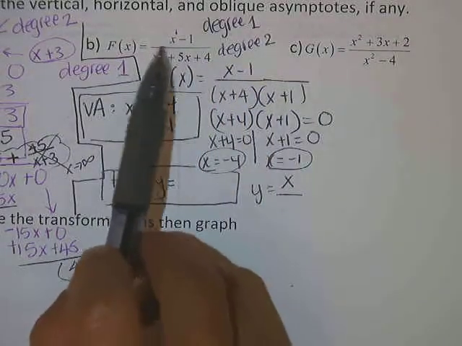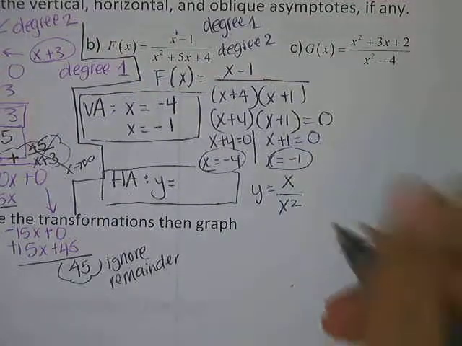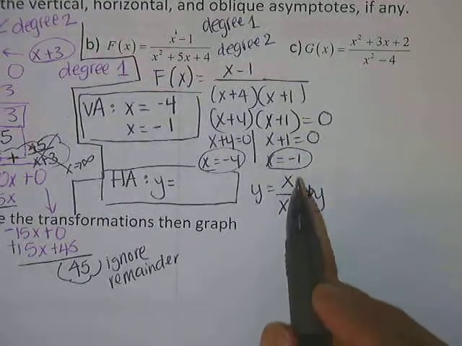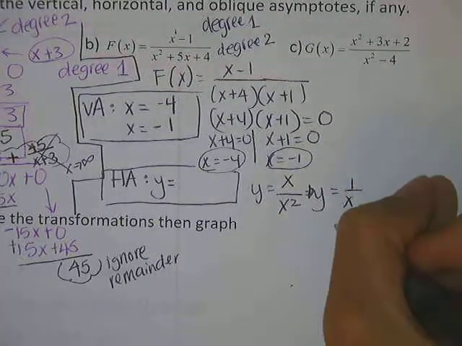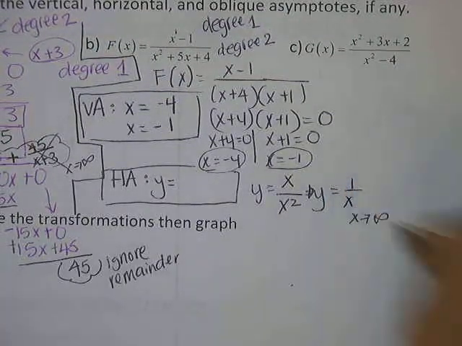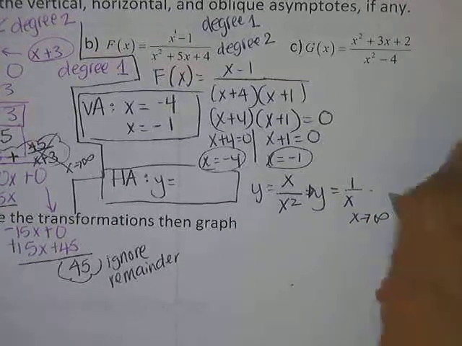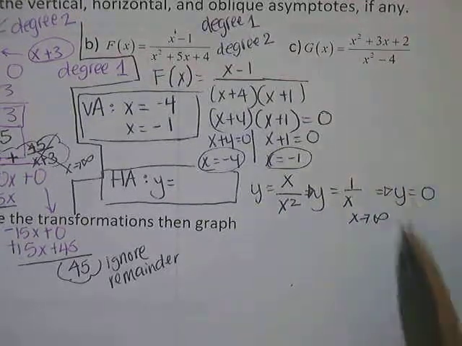not change very much. Okay, so all we have to do is take the term on the top that has the highest degree. So the term on the top that has the highest degree is x. The term on the bottom that has the highest degree is x squared. Okay. So when we reduce, x divided by x squared gives me 1 over x.